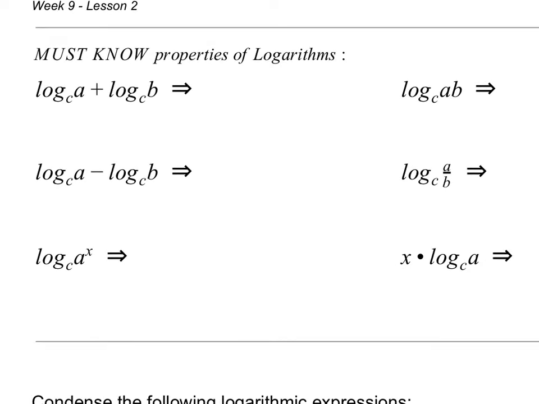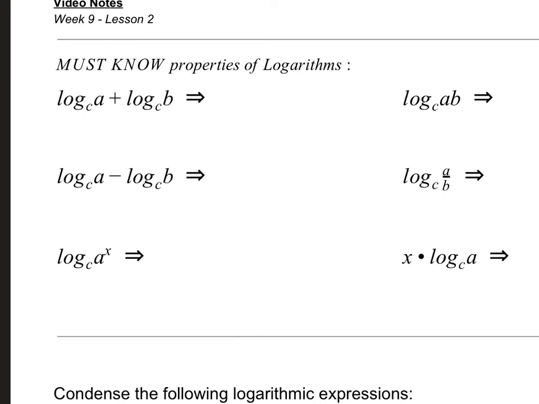First, I'm going to stick with that color coding. First things first, I have log base c of a plus log base c of b. The main thing you've got to get here is that the bases are indeed the same. If the bases are the same, then we're in good shape and we can combine things. We can condense log base c of a plus log base c of b into one log base c of a times b.